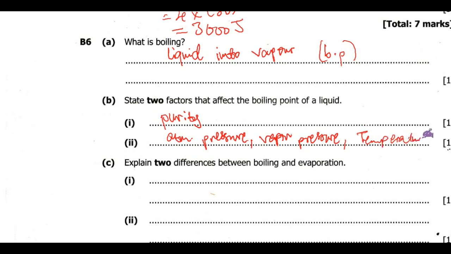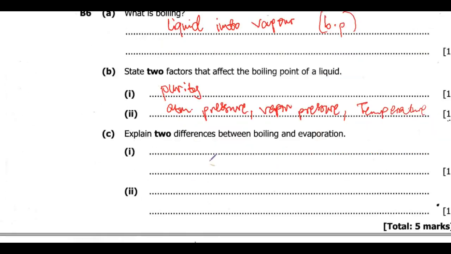Explain two differences between boiling and evaporation. One could be that boiling happens at the boiling point. So it's a specific temperature. For example, water boils at a specific temperature, but no one knows at which point water evaporates. So evaporation doesn't have a specific point. Evaporation happens at any temperature, while boiling happens at the boiling point.